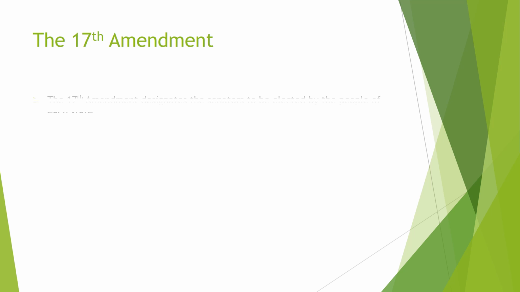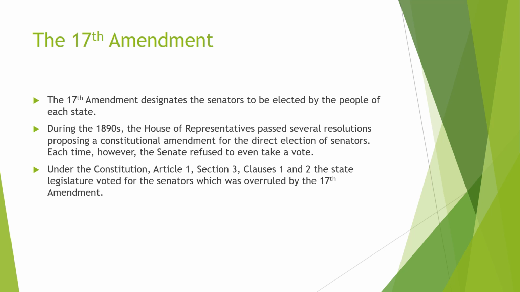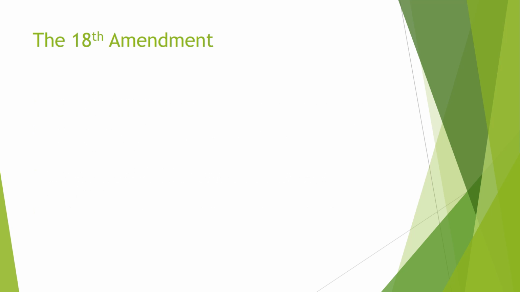The 17th Amendment. The 17th Amendment designates the senators to be elected by the people of each state. During the 1890s, the House of Representatives passed several resolutions proposing a constitutional amendment for the direct election of senators. Each time, however, the Senate refused to even take a vote. Under the Constitution, Article 1, Section 3, Clauses 1 and 2, the state legislature voted for senators, which was overruled by the 17th Amendment. The amendment was proposed 1912 and passed April 8, 1930.